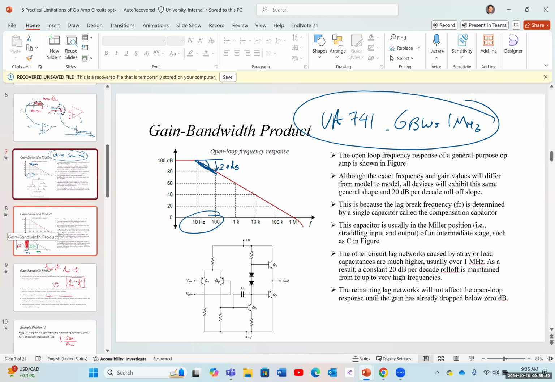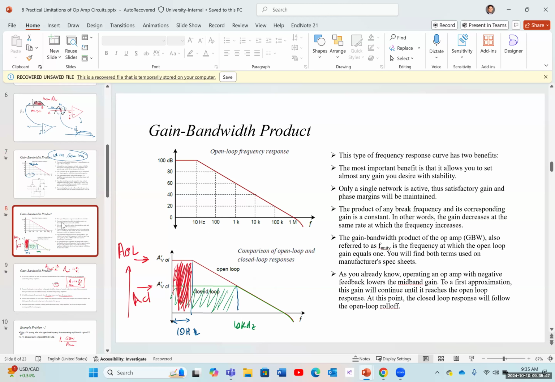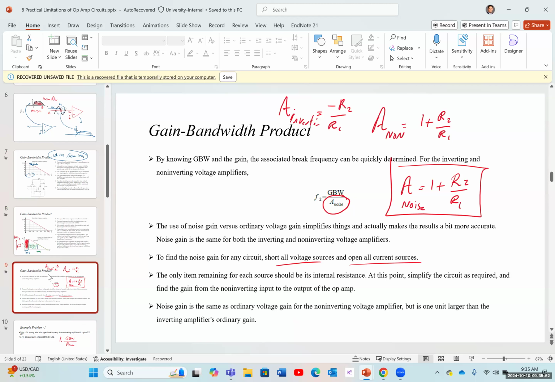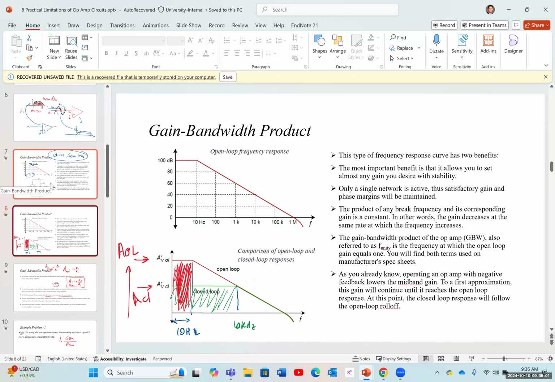The upper frequency of an op amp is determined by its gain bandwidth product, or we call it F unity. Again, we cannot change the gain bandwidth, but we can pick an op amp that has a higher gain bandwidth product.